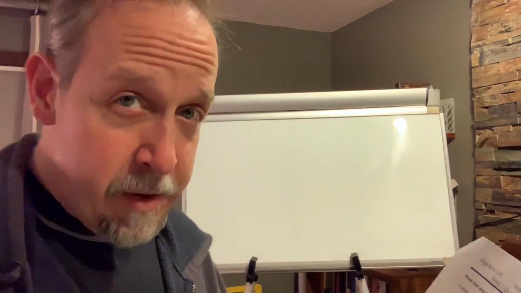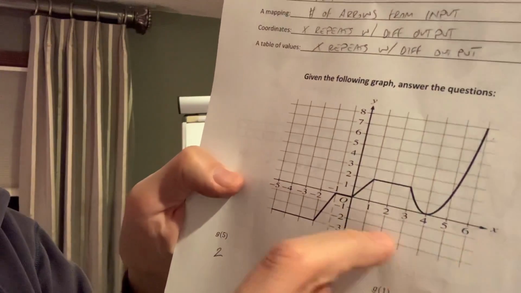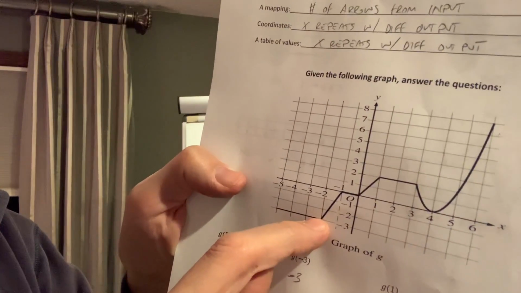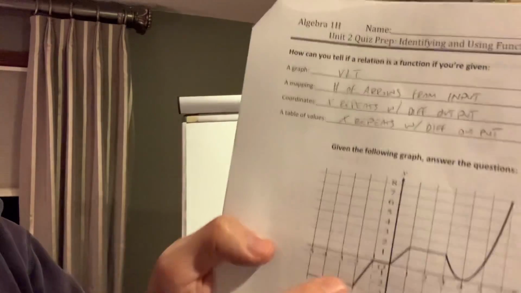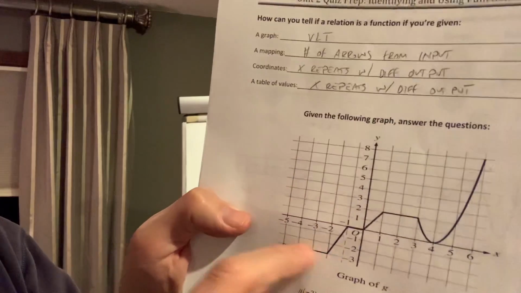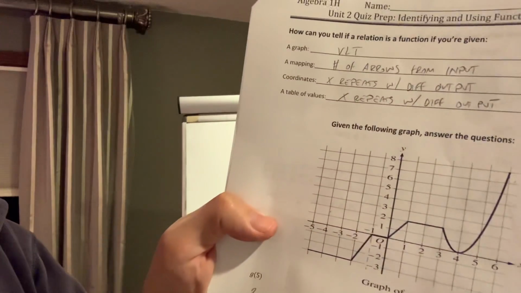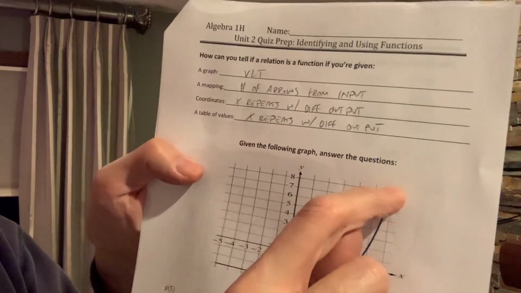G of x equals negative 3 is a little bit more challenging because you're looking for where the output is negative 3. Now the output, the y value, is negative 3 down here, and it's these values. So what you're going to say is any x that is less than or equal to negative 2. Because starting at negative 2 and moving to the left, it's at negative 3 on the y. The last one, g of x equals 8. So where is the input equal 8? Well, way over here where x is 6.